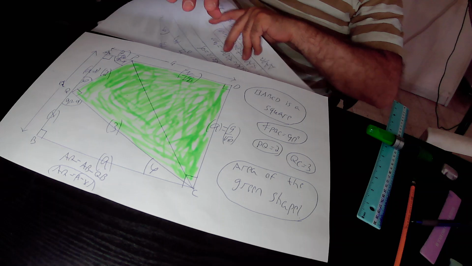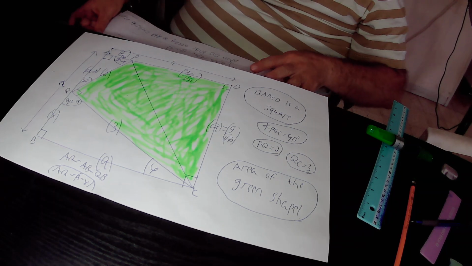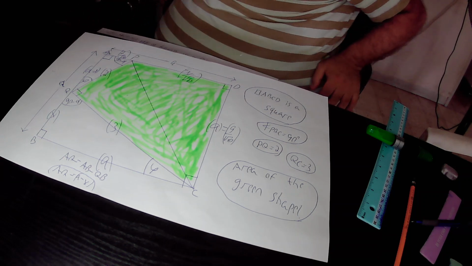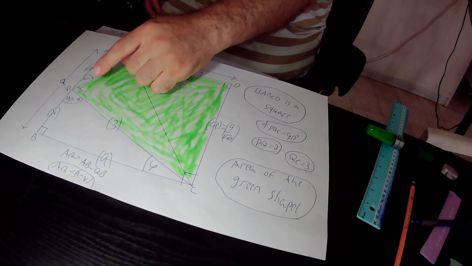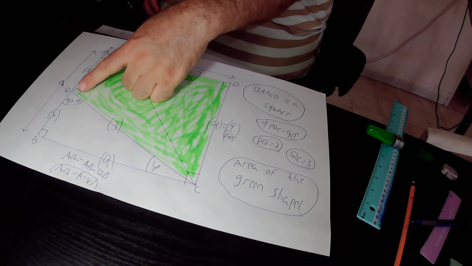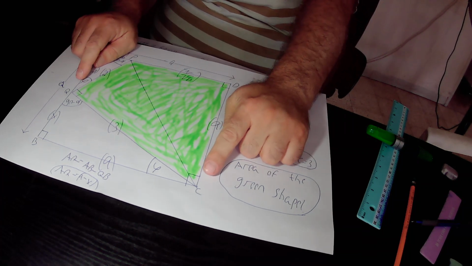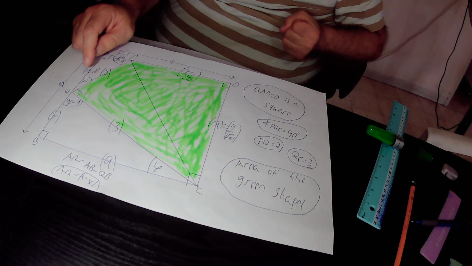Our mission in the first question is to find out the area of this gray shape. In the drawing we have square ABCD. This is angle PQC, that is the right angle. This is line segment PQ, equal to 2 units in length. This is line segment QC, equal to 4 units in length. Again, our mission is to find out the area of this gray shape.